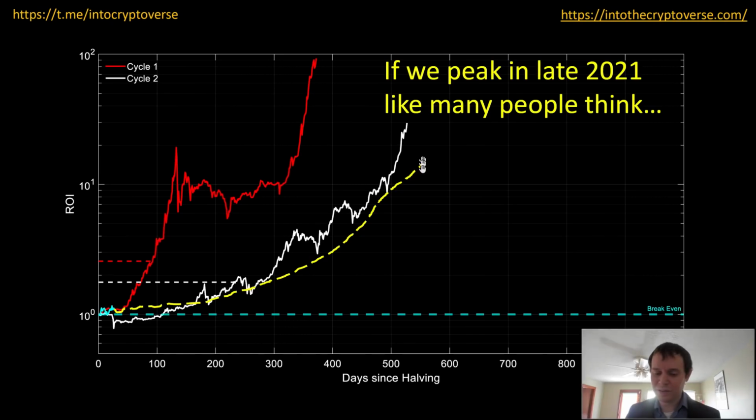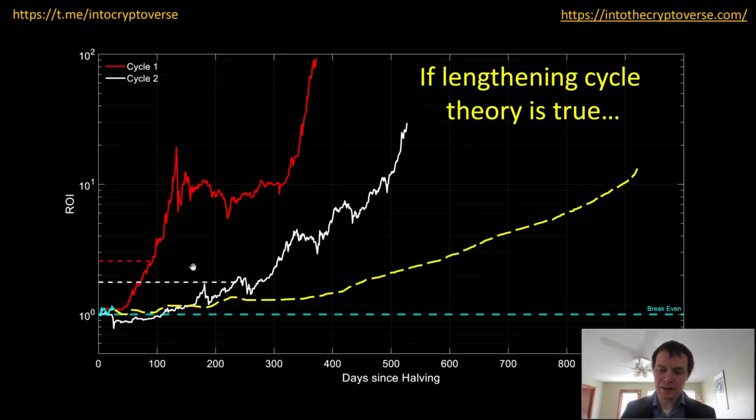Well, to get there by late 2021, we need to get there in about 550 days. So this is again another reason why I don't think this makes sense. It just doesn't tend to follow what we've seen so far. And I get this is only two trends. But I would speculate that what's more likely to happen is something like this, where you see, again, the cycles lengthening and the ROI diminishing.